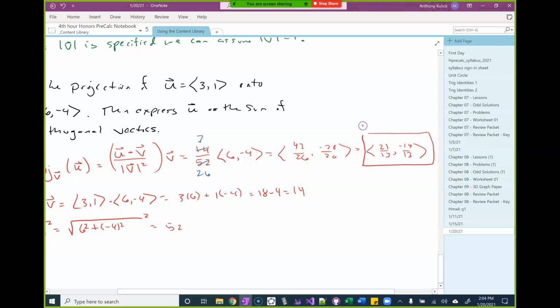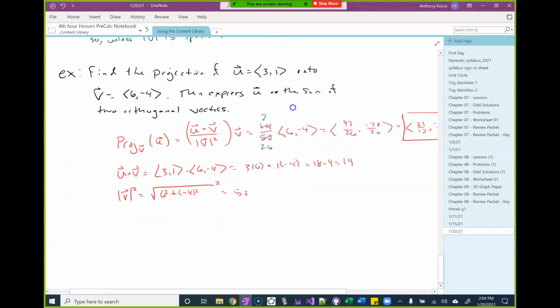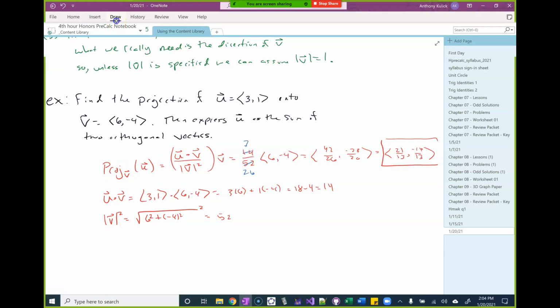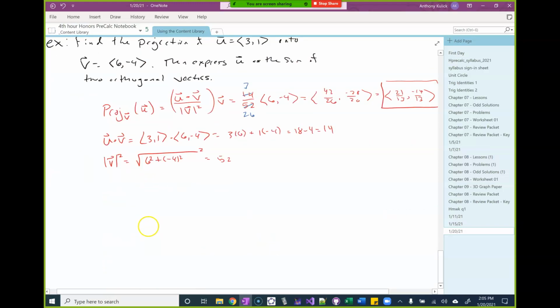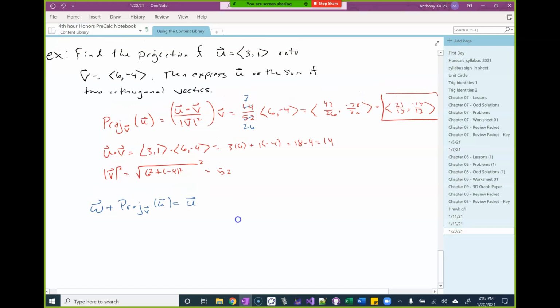And then I know from the picture above that we said W plus the projection of U onto V equals U. So the vector that we're missing is W. So I can solve for that by just subtracting the projection of U onto V from both sides.